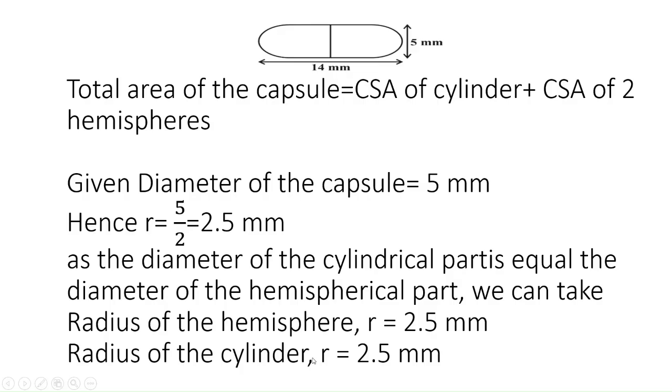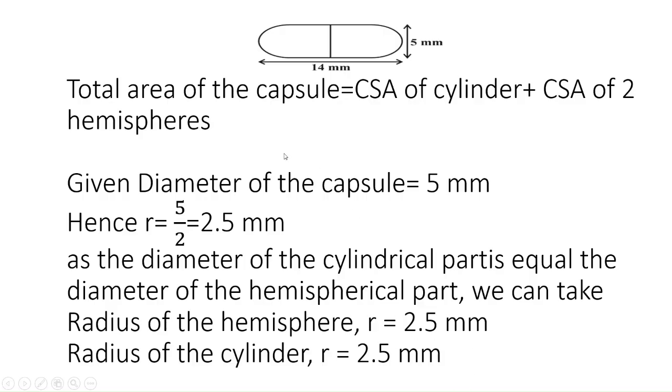When you are clear on this particular point, it is very easy for us. Why did we take the radius of the hemisphere as 2.5 mm? We should be very much clear. Because the radius of the capsule is given, and both of them are stuck together, the hemispheres are stuck onto the cylindrical shape, so definitely the radius or the diameter is equal. Okay, so we can take the radius of the hemisphere as well as the radius of the cylinder as 2.5 mm. When we are clear at this particular point, the next part is very easy.